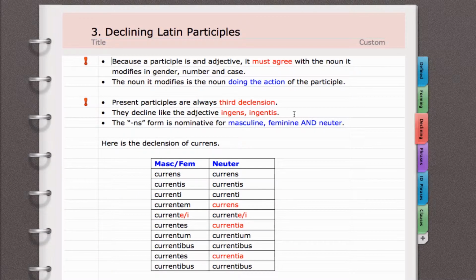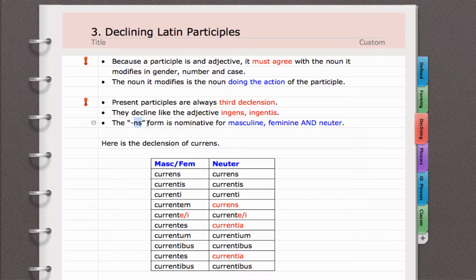Declining Latin participles. Because a participle is an adjective, it has to agree with the noun it modifies in gender, number, and case. The noun it modifies is the thing that's doing the action. So when we were talking before about the running boy, or the boy running in the park, the boy is doing the action of the running. Present participles are always third declension. They decline like the adjective that you've had, ingens, ingentis.